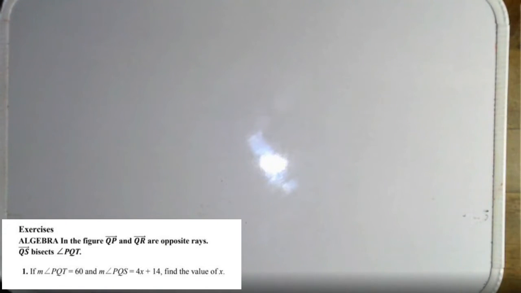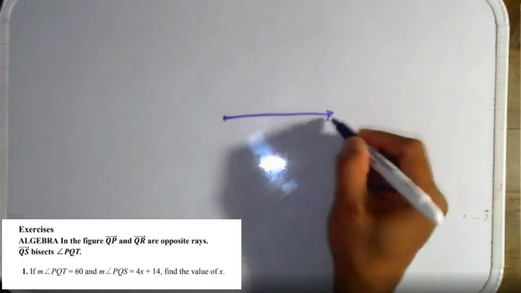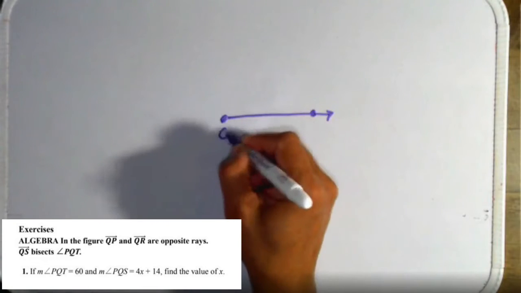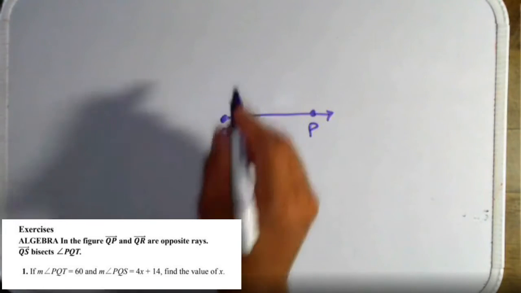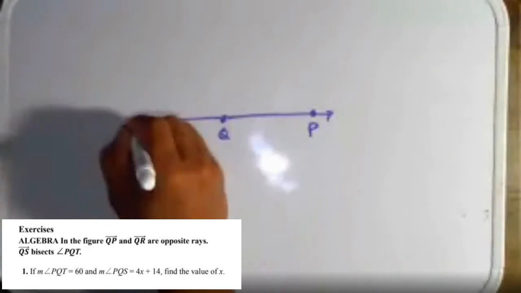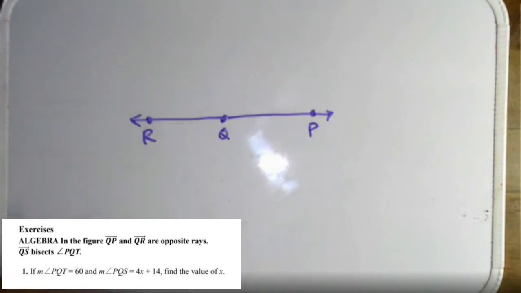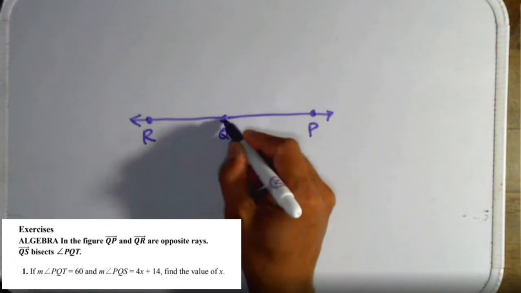Question number 1 on page 2 of the worksheet. It says here, algebra figure: QP, Q and P, and QR, Q and R are opposite rays. QS is bisecting angle PQT, and they said here PQT is 60. So let's try it here.